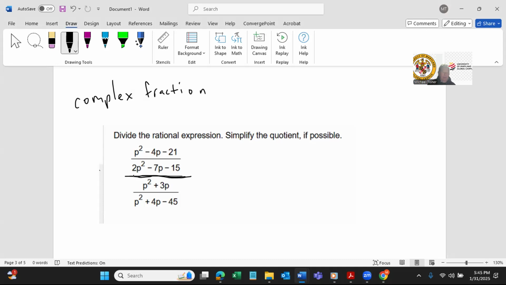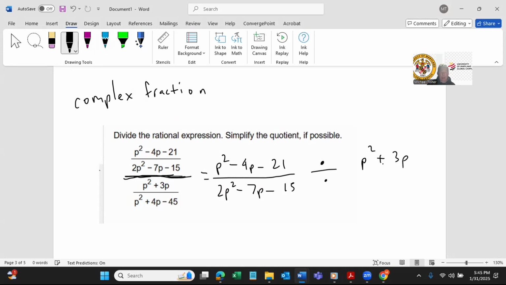And that main fraction line is the same as division. So we're going to rewrite this as a division problem. So we have p squared minus 4p minus 21 over 2p squared minus 7p minus 15, divided by, and now the bottom fraction, p squared plus 3p all over p squared plus 4p minus 45.